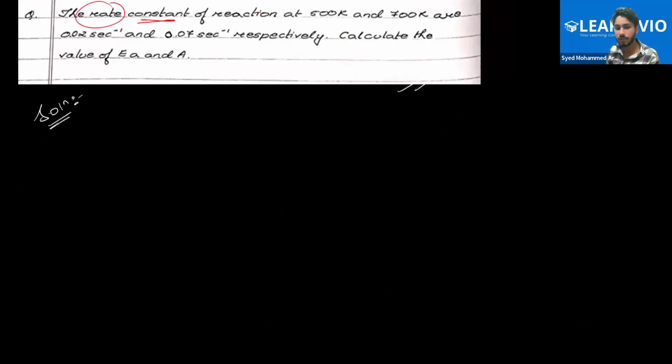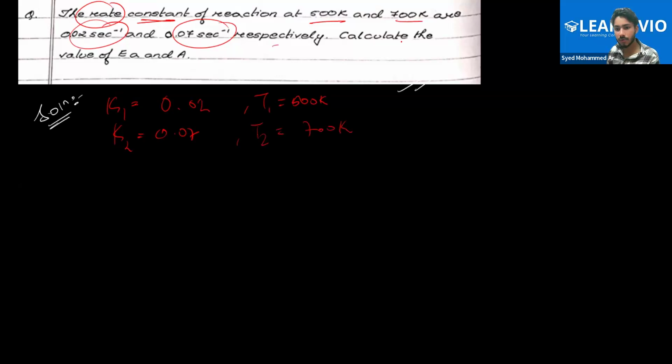So first thing is the rate constant of a reaction is given to me. There are two rate constants: K1 would be 0.02 and K2 would be 0.07. Now the temperatures are given: T1 is 500 Kelvin and T2 is 700 Kelvin. The question asks me to calculate the value of Ea and A. So first of all, I have to calculate the value of Ea and A. It's easy how to solve it.